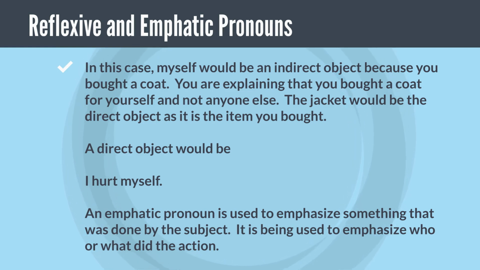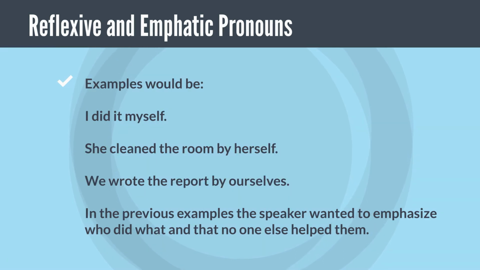An emphatic pronoun is used to emphasize something that was done by the subject. It is being used to emphasize who or what did the action. Examples would be, "I did it myself." "She cleaned the room by herself." "We wrote the report by ourselves." In the previous examples, the speaker wanted to emphasize who did what and that no one else helped them.